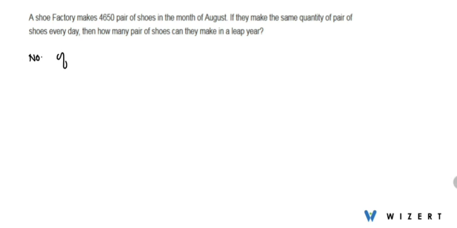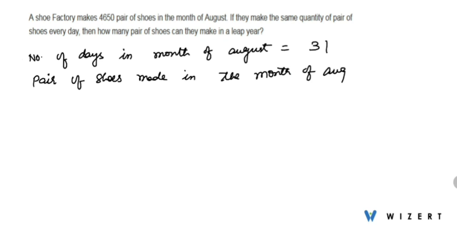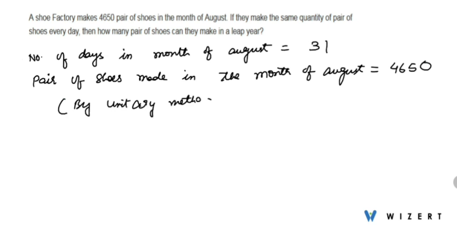So first of all, number of days in the month of August we know is 31 days. Now it is given that pair of shoes made in this month, in the month of August, which is given as 4650. Now by using unitary method, we can find out the pair of shoes made in one day.